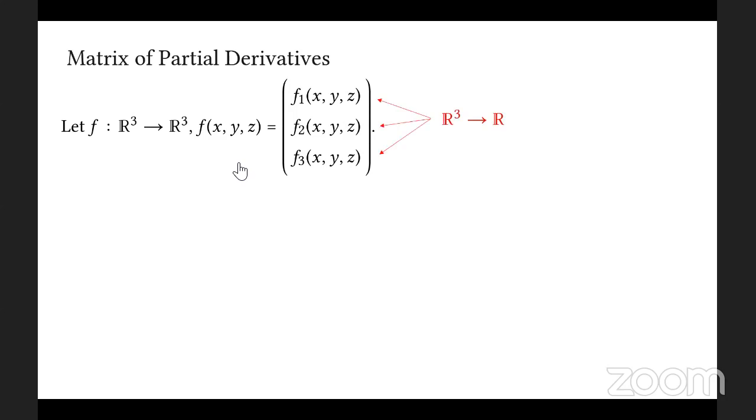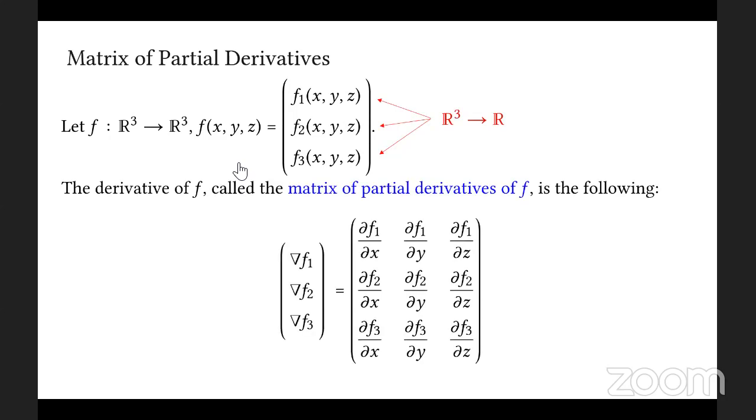So each of those are from R3 to R. The derivative of f, which we call the matrix of partial derivatives of f, is the following matrix. Each row of it is the gradient of each of these functions right here, and that's how you get this big nasty matrix. You do the same thing for ones that are, say, from R2 to R2. So that's what we mean when we say the derivative of a transformation like this.